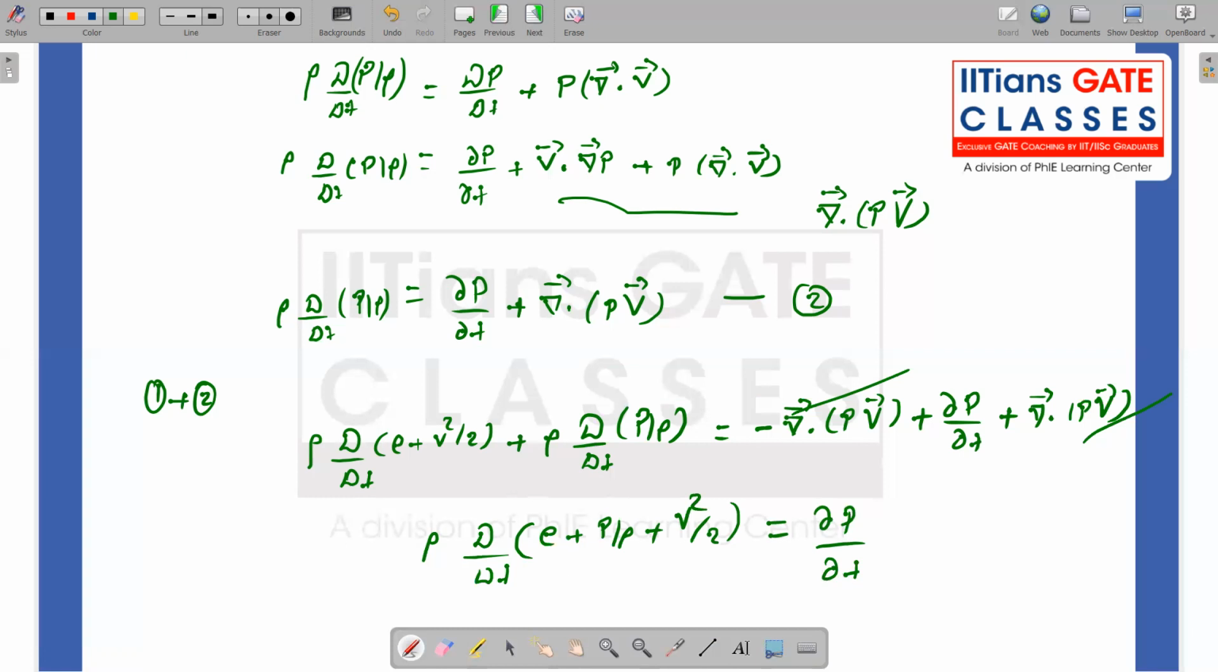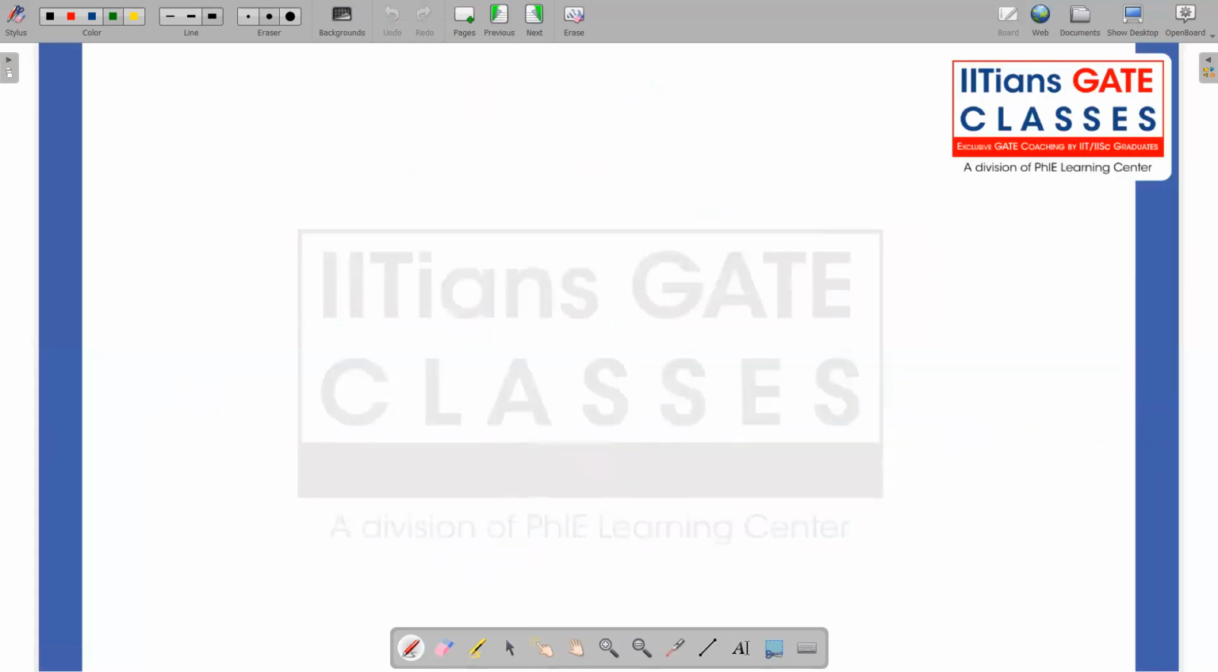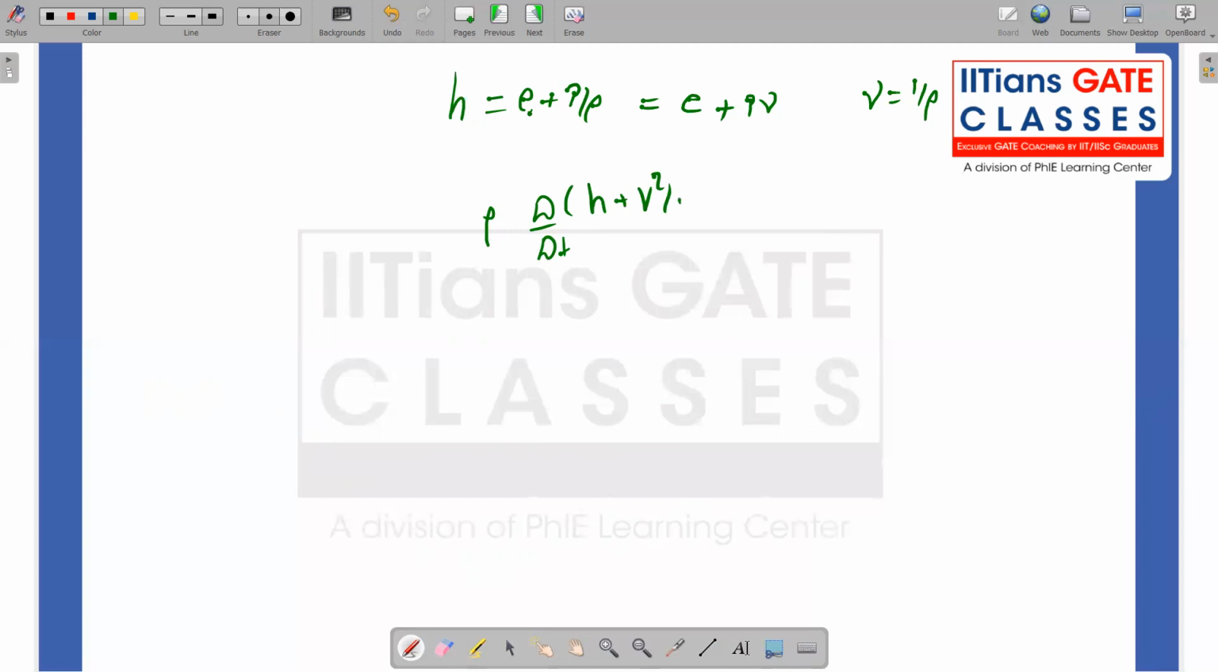We know from our basic understanding of thermodynamics that enthalpy is nothing but H equal to E plus PV, right? V is the specific volume, so it is nothing but 1 by rho. So I can write E plus P by rho as H. So I have rho times d by dt of (H plus V square by 2) equal to dou P by dou T.